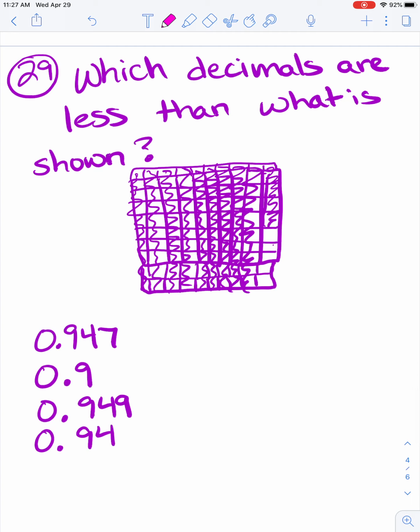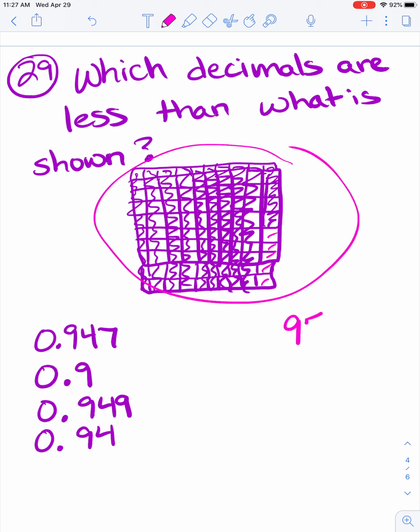All right, here my picture is horrible. I apologize for that. It says which decimals are less than what is shown. Well, count how many boxes are not filled. 1, 2, 3, 4, 5. And you need to think that this is 100. So 5 less than 100 is 95 hundredths.